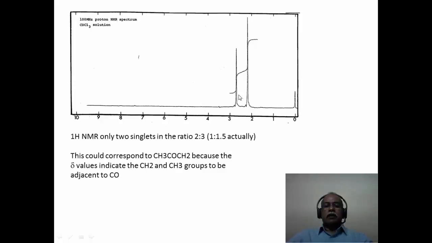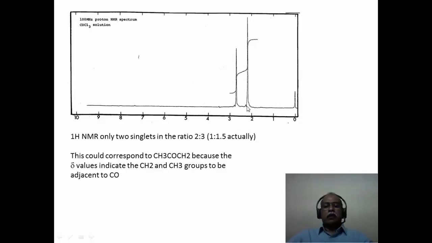The integration, first of all, is a 1:1.5 ratio. If we take this as 1, this would be 1.5. So it must actually be 2:3 or 4:6 kind of a ratio that is present in the system. The NMR shows only two singlets, one appearing around 2.05 ppm or so, the other appearing around 2.9 ppm or so. This could correspond to a CH3COCH2 kind of functional group.